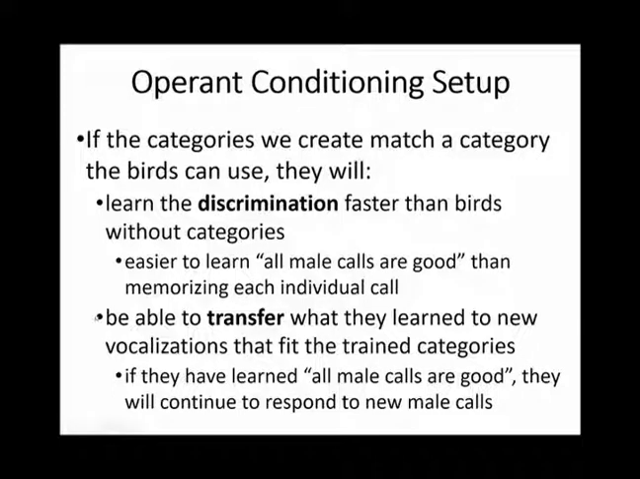The second thing that we can do is see if they're able to transfer or apply what they learned to new vocalizations. So if we teach these birds that male calls are good and female calls are not, if we give them new male calls that they haven't heard before, they should still think that those new male calls are good and new female calls are not, because they match up with the categories that they've already learned. So we get these two different ways that we can actually test that our results are telling us what we think they're telling us.